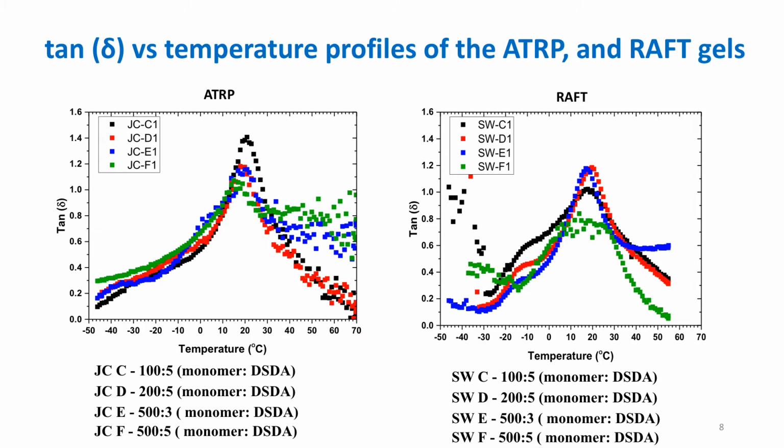So let's talk about some results. These are the rheological data we observed. Tan delta is the ratio between loss modulus and storage modulus, which is obtained from the rheometer. In ATRP networks, you can see in the graph on the left side, it gives sharp peaks compared to the RAFT network, which is on the right side. So the broad peaks of RAFT networks prove that it has a heterogeneous network compared to the ATRP network.